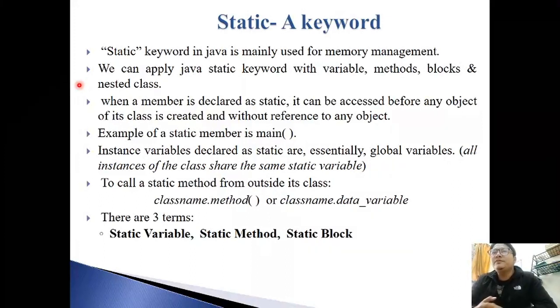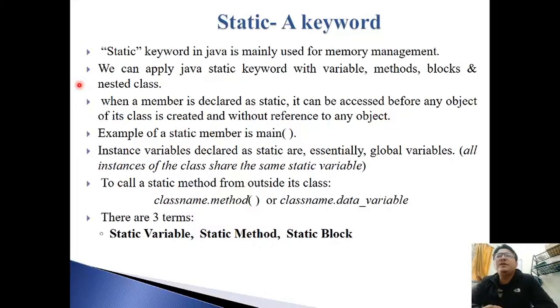Next thing is the static method. An example is the main method. You can have any other method as static also, but whenever you specify any method as a static method, it indicates that you can invoke that method without creating the object. How? With the help of the name of the class dot name of the method.